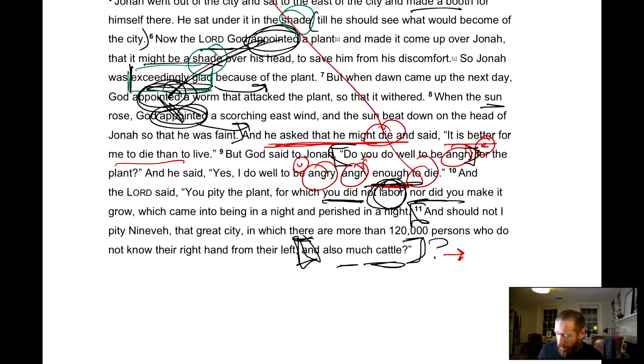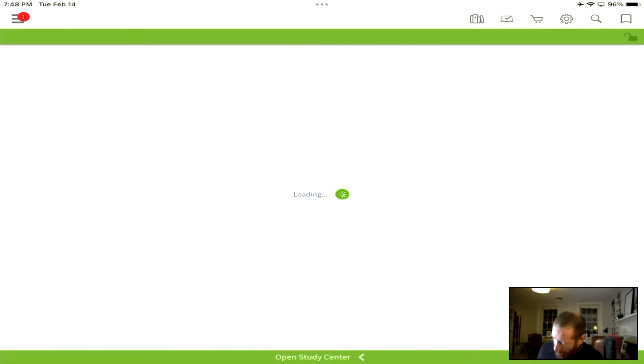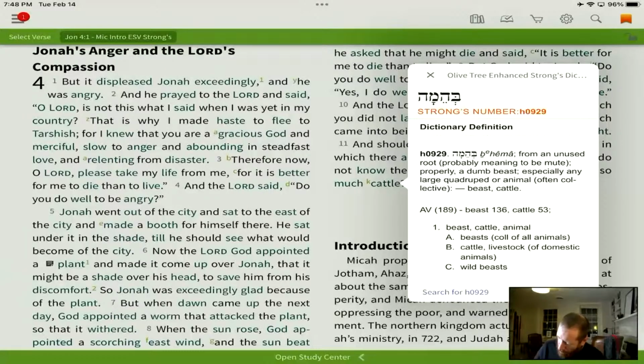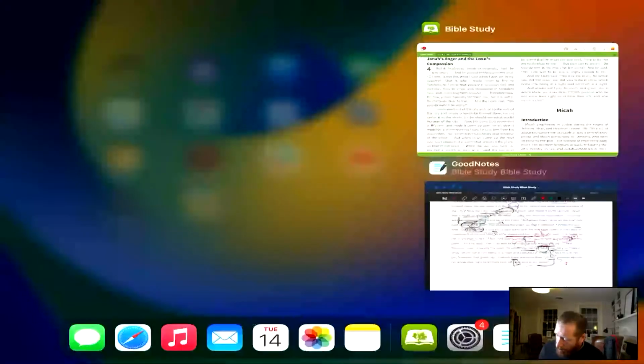Oh. All right, let's look. Okay, I've got a Tanakh. Let's nerd out here. Animals. Yeah. As well. Yeah, means livestock. A dumb beast, especially any large quadruped or animal. So often collectively cattle, but it could be the livestock of the people. I mean, it's probably their means of surviving, of eating, maybe a significant part of their economy. Yeah. Okay, let's do this, because there's a lot here.